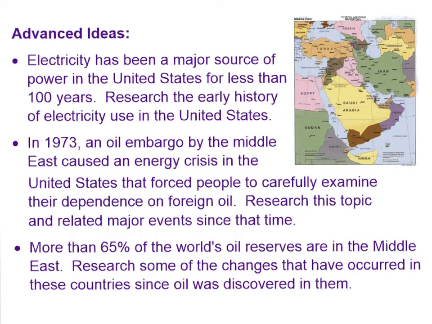Are you looking for some advanced ideas? Electricity has been a major source of power in the U.S. for less than 100 years. Research the early history of electricity use in the U.S. Also, in 1973, an oil embargo by the Middle East caused an energy crisis in the U.S. that forced people to carefully examine their dependence on foreign oil. Research this topic and related major events since that time.